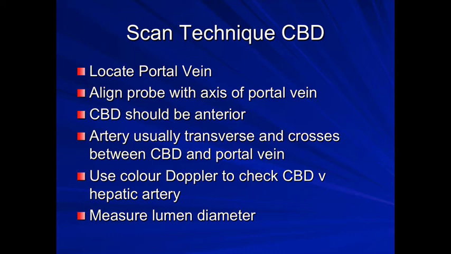Now, the common bile duct can be difficult to see, and so if you don't see it from that window, then the best thing to do is to move your probe more medially and then angle back down onto the portal vein, or move it more laterally and then angle the other way back onto the portal vein, and just try and sweep through that entire area until you see the common bile duct. It can be difficult at times.